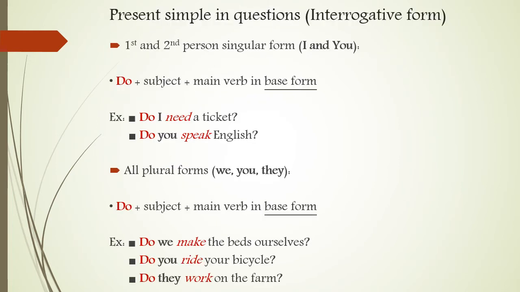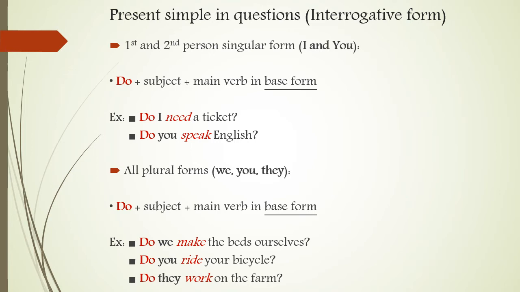Okay, now the present simple in questions. We call it interrogative form. With the first and second person singular form, and we mean by that with I and you pronouns, okay? The form of the sentence is do. We start the sentence with an auxiliary verb, which is do, plus subject plus main verb in base form. We keep the verb as it is while using it in the interrogative form.